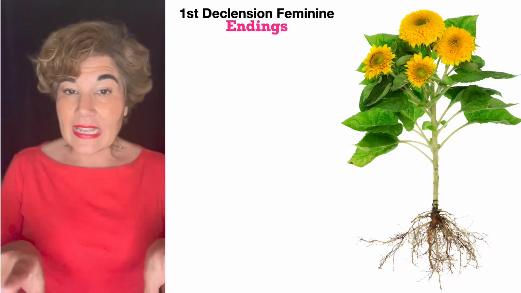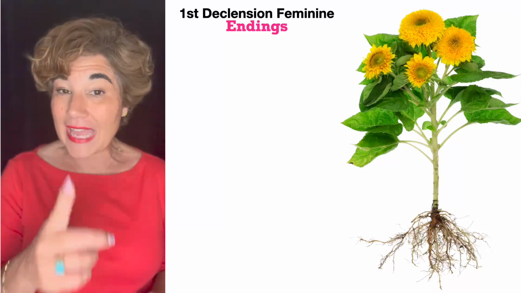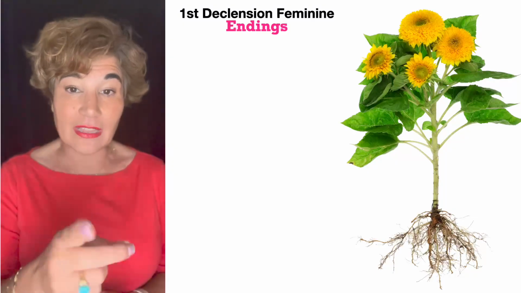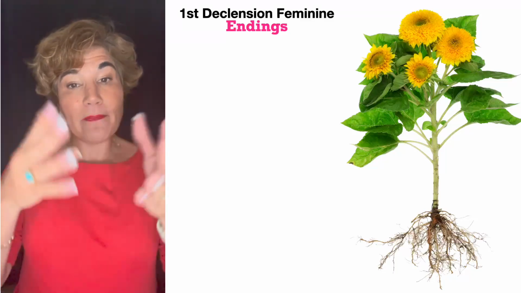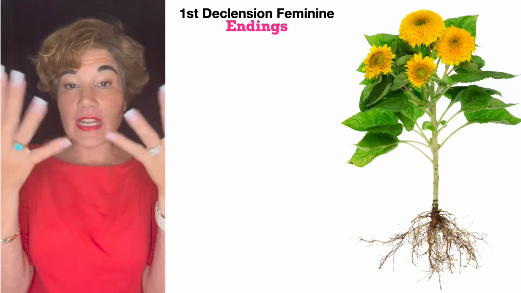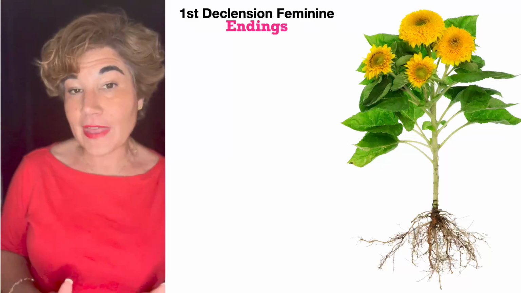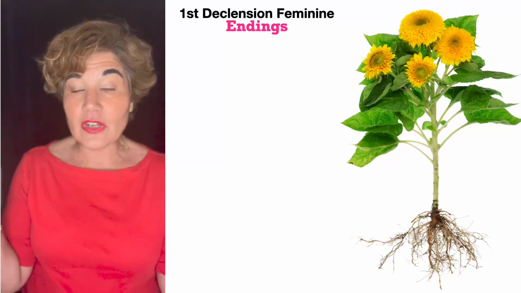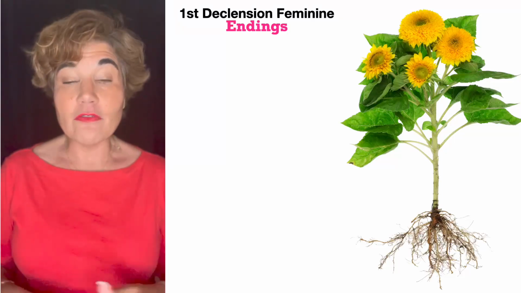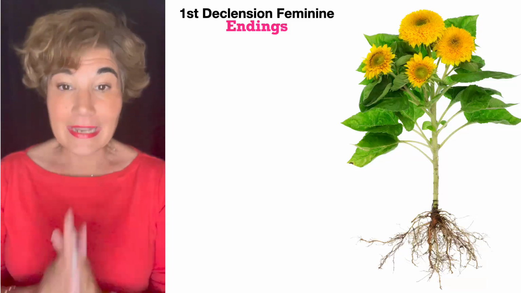So the endings of a noun can be your roots. They will never change for that declension. So think of one declension, one plant, same roots. But as you go up the stem, you can have different leaves and different stalks going off that main stem, and those are all very different. And those are going to be the stem of our noun. The roots are going to be our endings. You put them together and we get a complete noun.